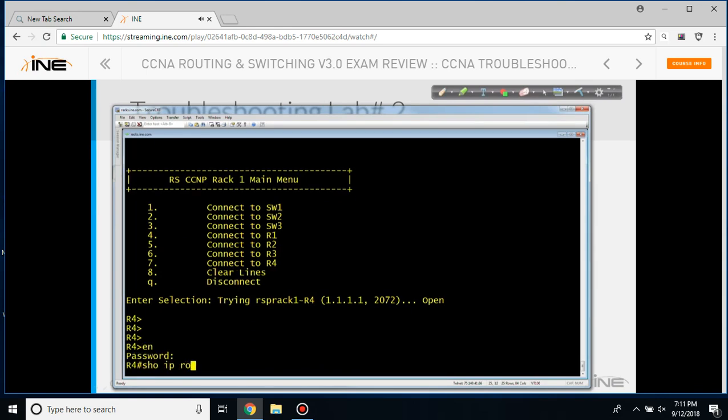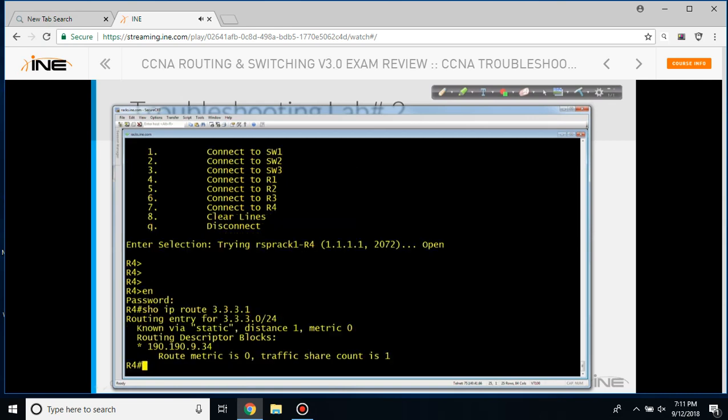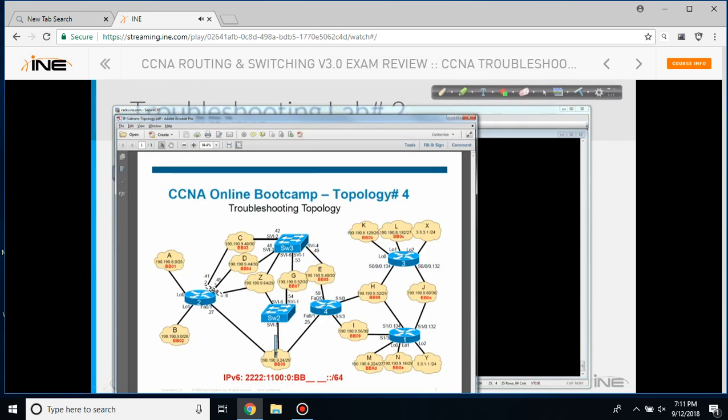Show IP route 3331. Okay, and it looks like he has a static route. And his static route is pointing at 9.34 as the next hop. So if we look at our topology diagram just to see where that is, 9.34, if you've been following along in the monster lab that we built, is the interface on router 3's serial 0/0.134.